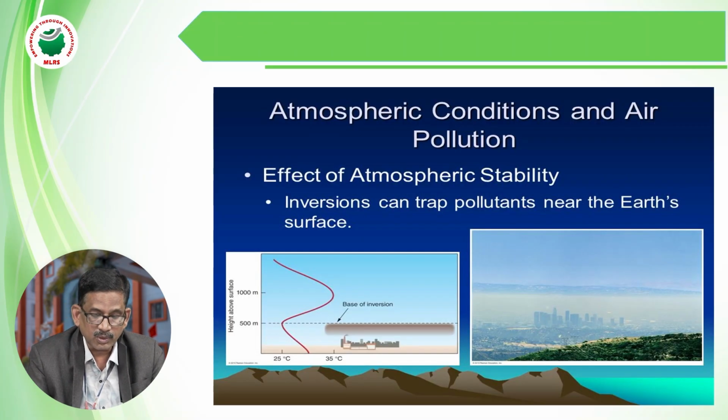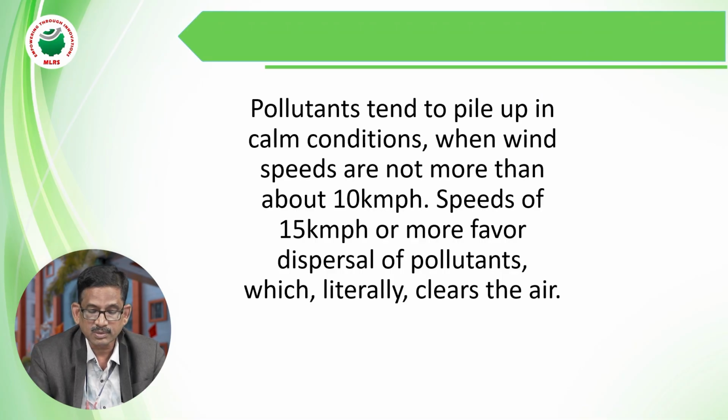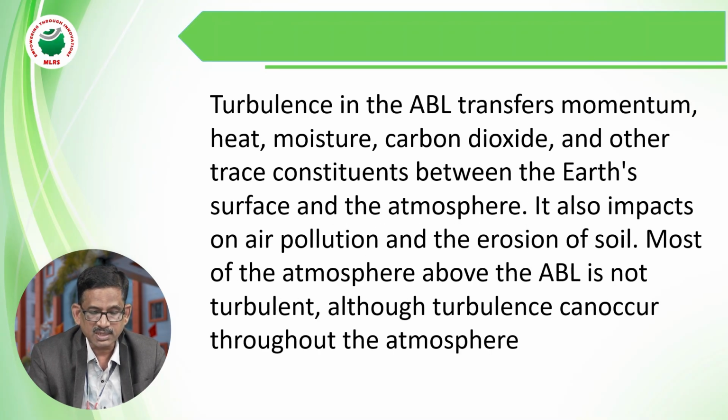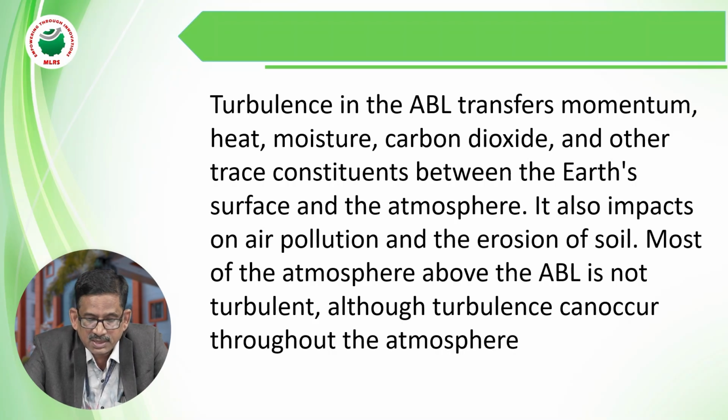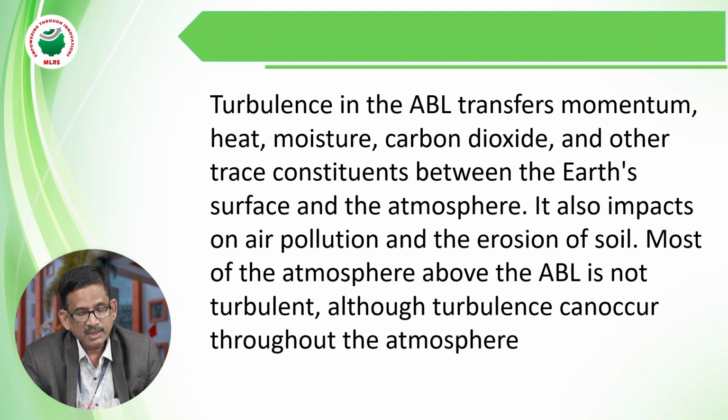Next, the air stability model also discusses pollutant dispersion. Up to 10 kilometers there is no problem; more than 15 kilometers it will be taken into consideration. Turbulence in the atmospheric boundary layer is also discussed. Turbulence is nothing but the combination of the momentum as well as the heat as well as the moisture as well as the carbon dioxide and other trace constituents between the earth surface and the atmosphere.